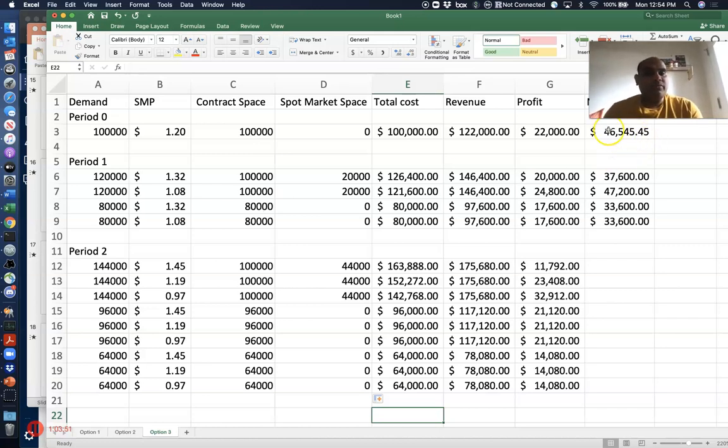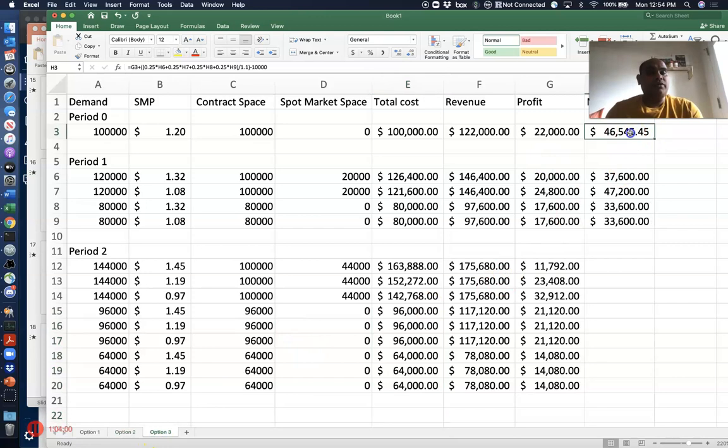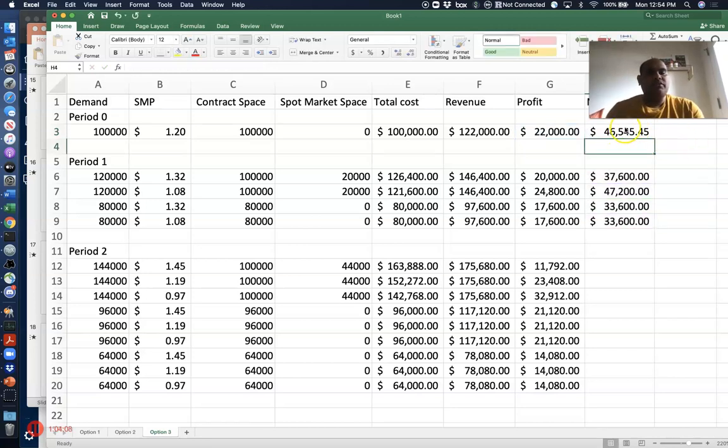So the net present value of profit is $46,545 as opposed to $38,363. Remember, this is $46,545 after subtracting the extra 10,000. So you're paying them 10,000 upfront. In spite of that, you're making $46,545.